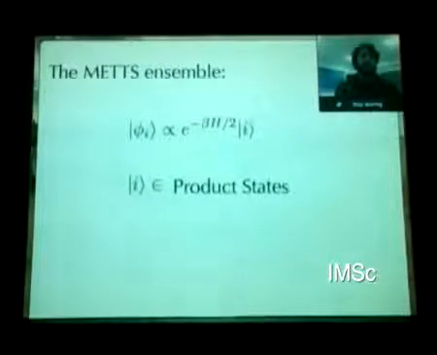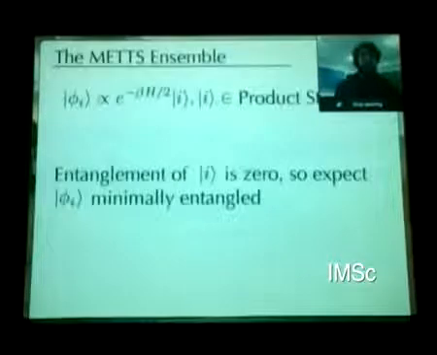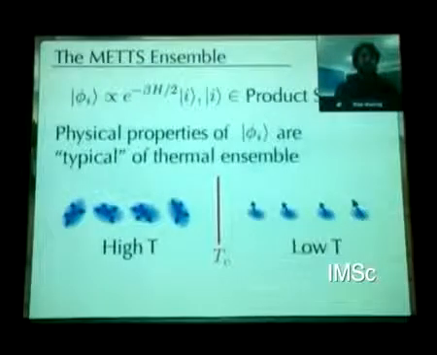And so this leads us to the ensemble that we want to use, which is the METTS ensemble. That's where we use the recipe that I outlined, but we apply it to classical product states at infinite temperature. We make this product over e to the minus theta over 2 H acting on the state i, and then we normalize it, and we get a state phi i. So the entanglement started at 0, and the entanglement in phi i will not be 0 anymore, but we hope that it will be minimally entangled in some sense.